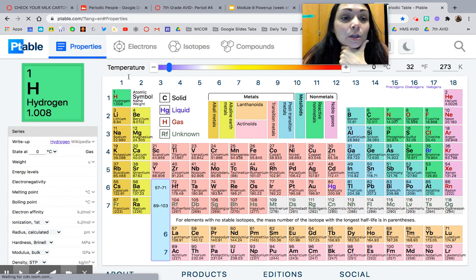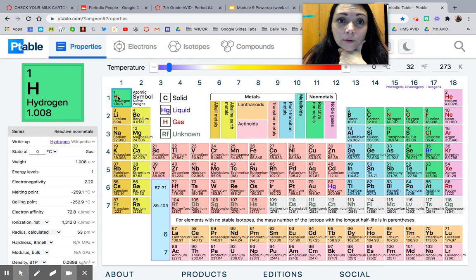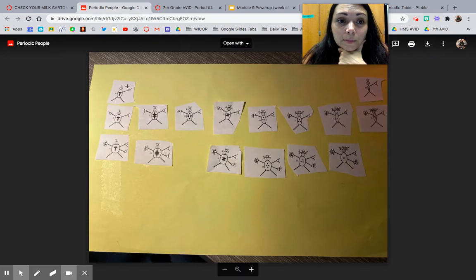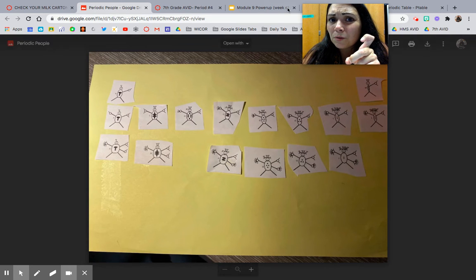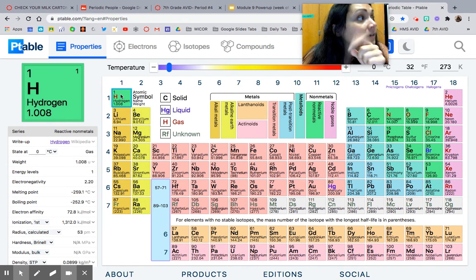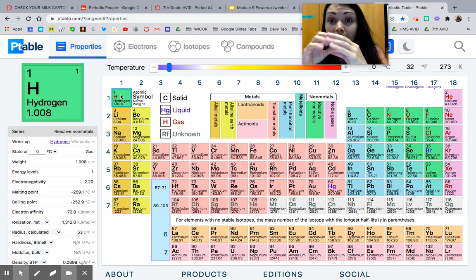I can't help it. So this is column 1. So this right here, hydrogen, is represented by this periodic person. So I have 1 arm with 1 finger. Why do you think? Well, because hydrogen has 1 electron.